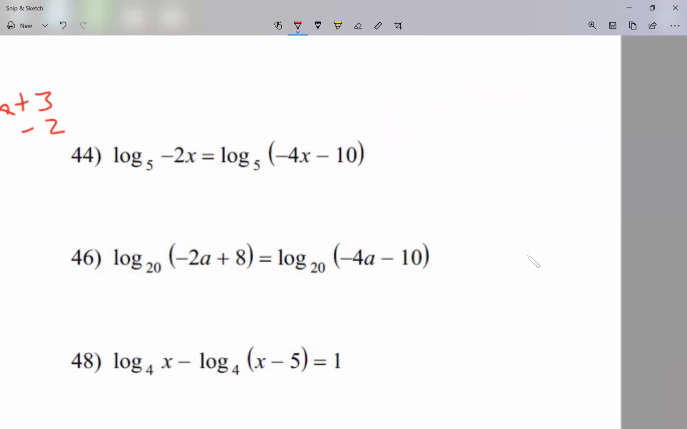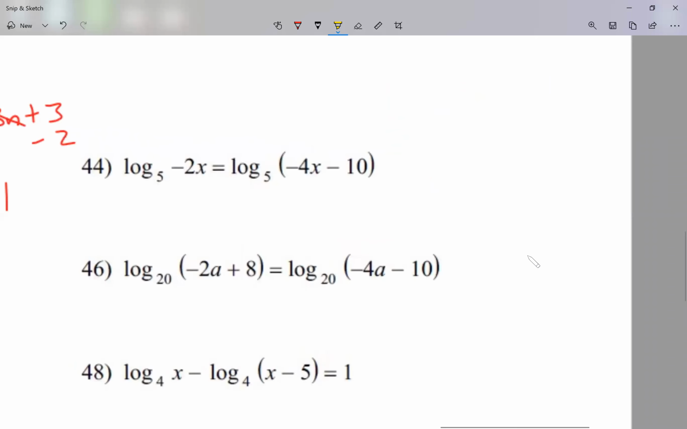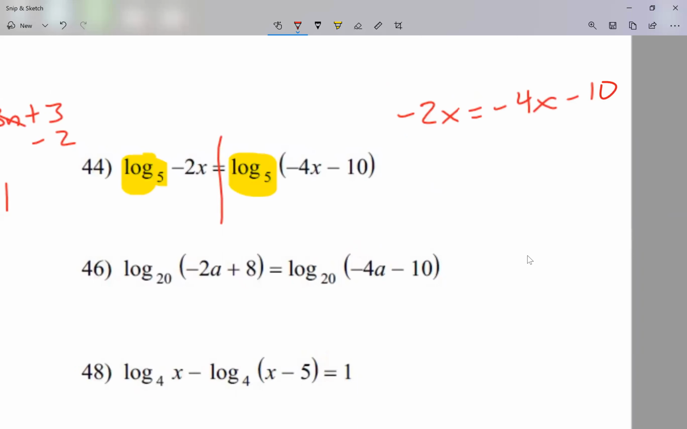When it's the same base, we just let the two things in there equal each other. So here, I see log base 5, and there's the equal sign in between. So the way I'm going to solve this, I'm just going to say negative 2x equals negative 4x minus 10. Let me separate them through the equal sign. I want the x's together. I'm going to move the smallest x. There's a negative 2 and there's a negative 4. Negative 4 is smaller. I'm going to move it as a plus 4x.